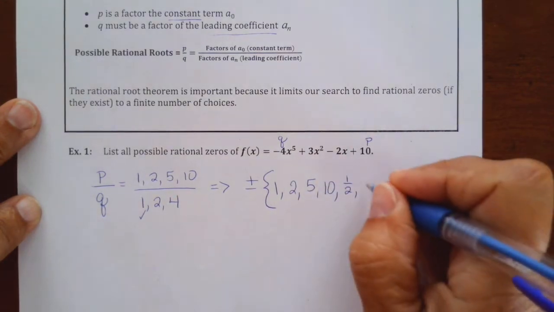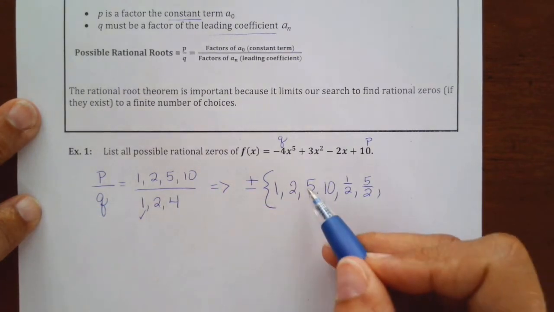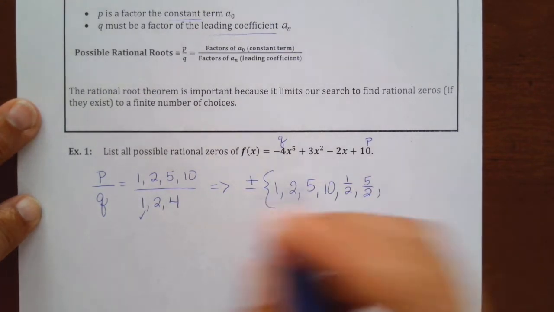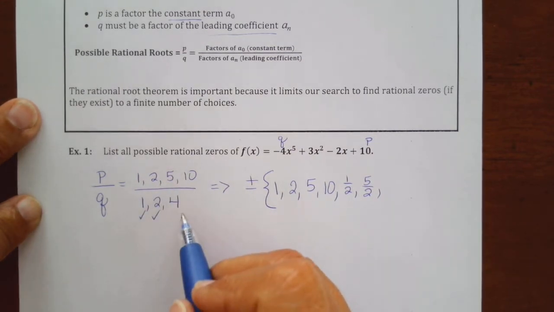5 divided by 2 is 5/2. And 10 divided by 2 is 5, which I already have. So I just got 2 more numbers out of that list. So I divided each of those by 2. And now I'm going to take each of these and divide by 4.